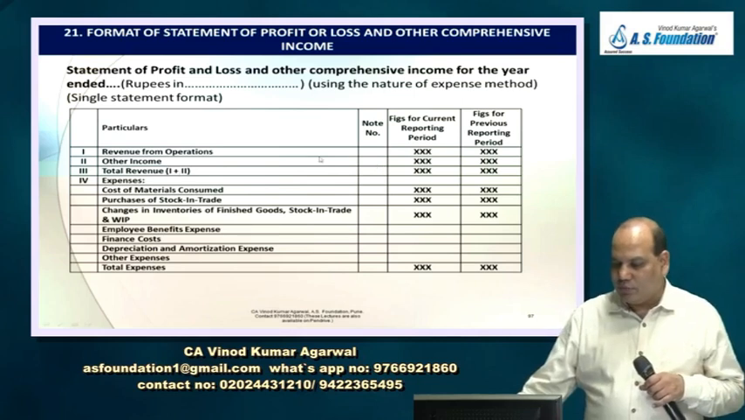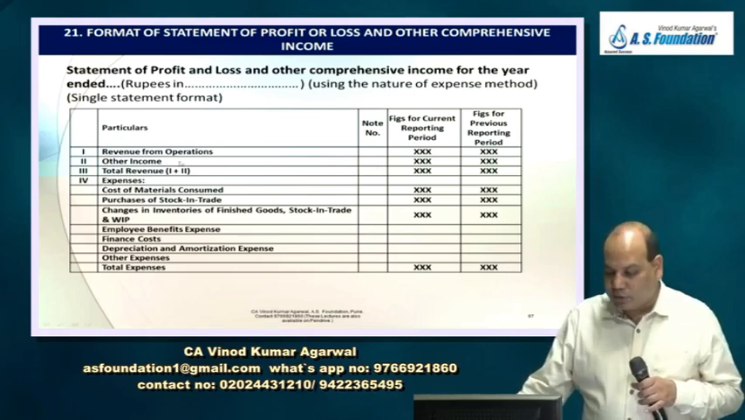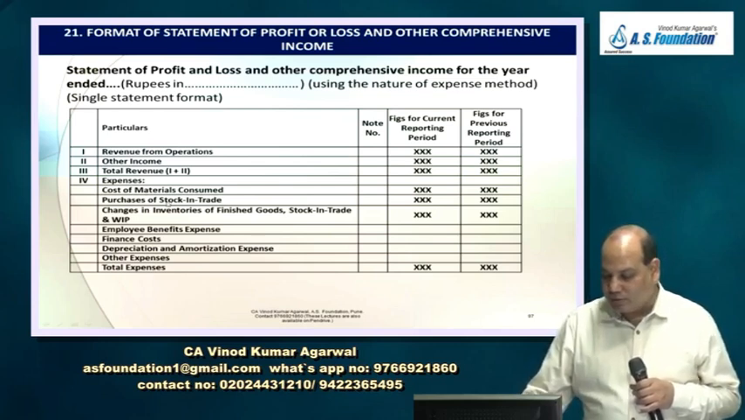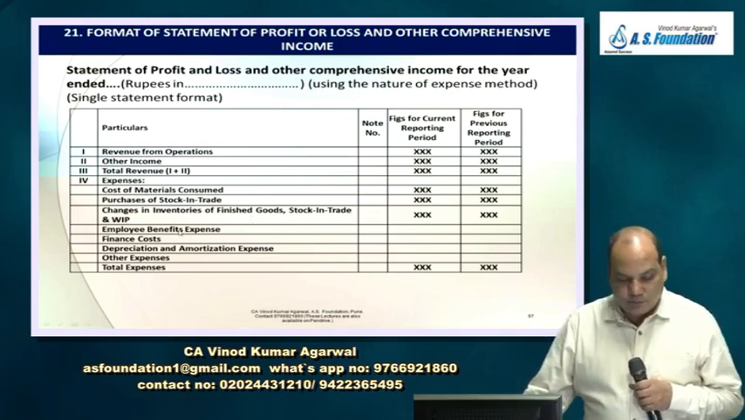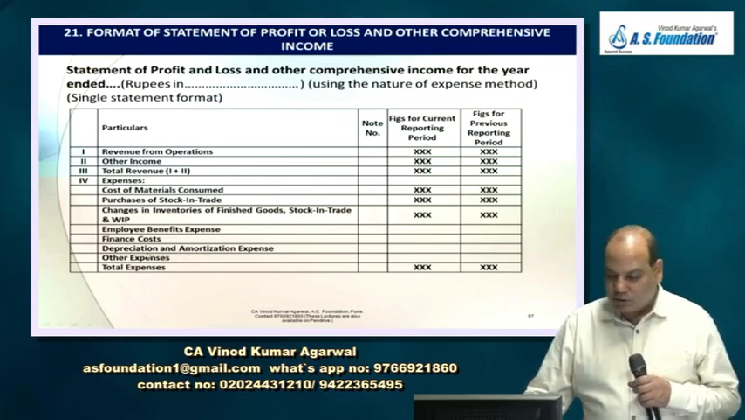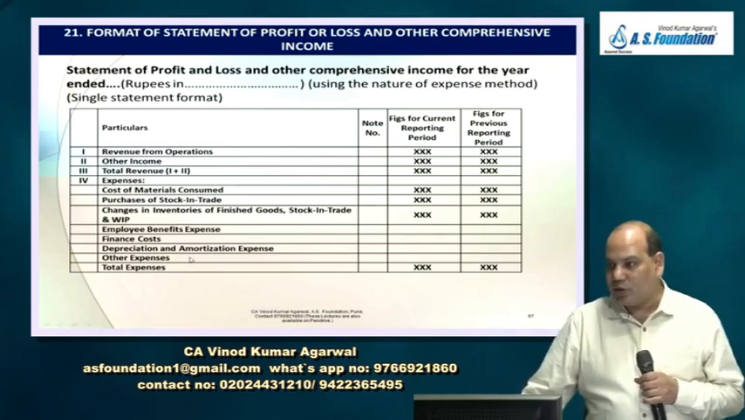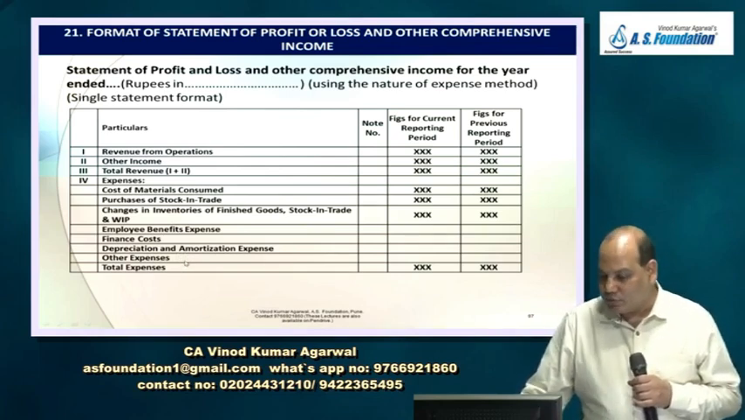So let us read. First you will write revenue from operation, other income, total revenue, expense. Under that we have cost of material consumed, purchase of stock in trade, changes in inventory of finished goods, stock in trade and WIP, employee benefit expense, finance cost, depreciation and amortization expense, other expense. So all other items you can put in this other expense also.